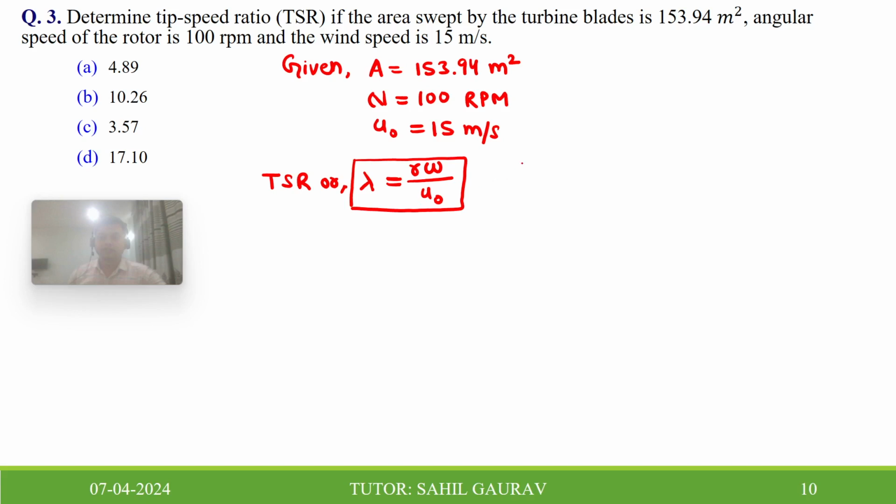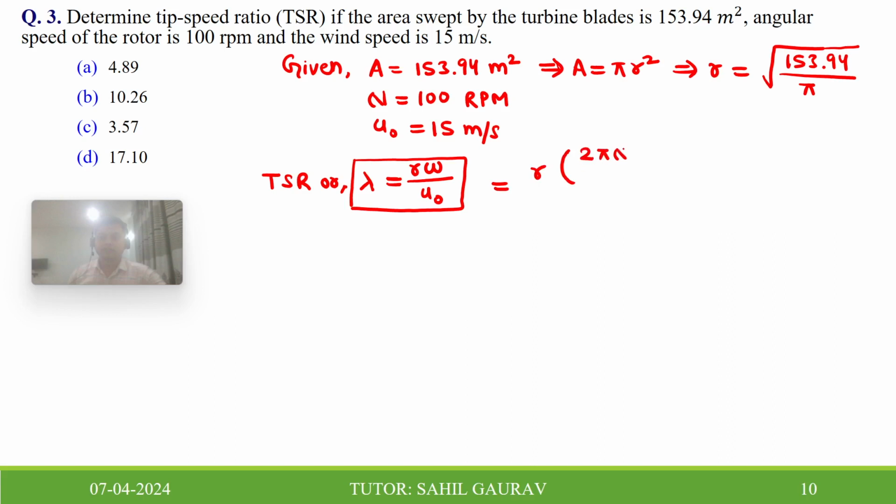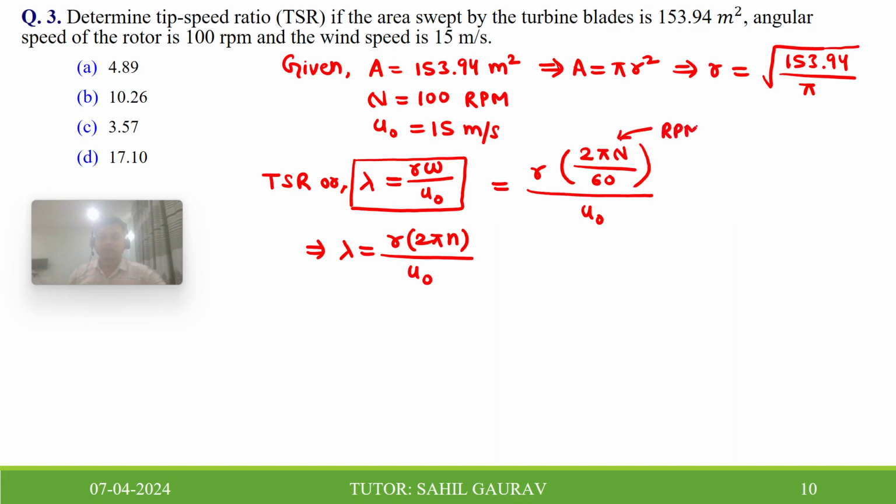Now we don't know r, so we can find the r value from the area. Area is pi r square, so r is coming as under root of 153.94 upon pi. This is the rotor radius. Now we have to find omega. Omega, no problem. Let us take r as it is. Omega we can write as 2 pi n upon 60, upon u naught, because in lambda we write r into 2 pi n, where small n is in revolution per second and capital N is in revolution per minute.